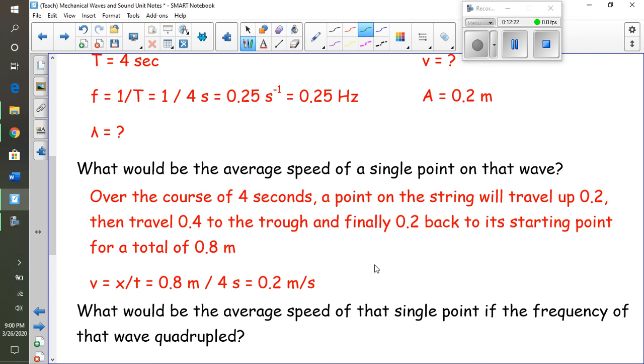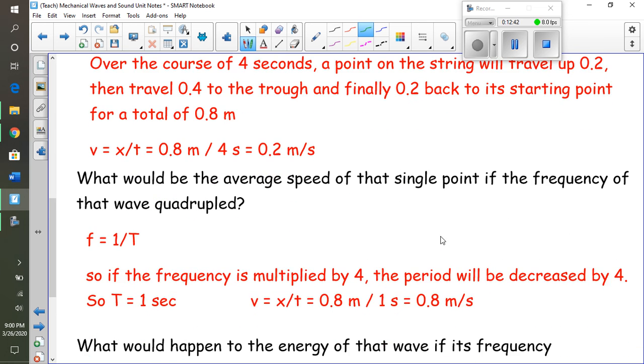Also notice that when this wave travels, the energy and momentum travel, but the points do not. The points only go up and down. They don't start at the hand and work their way to the end of the string. So waves carry energy and momentum. They do not carry matter.